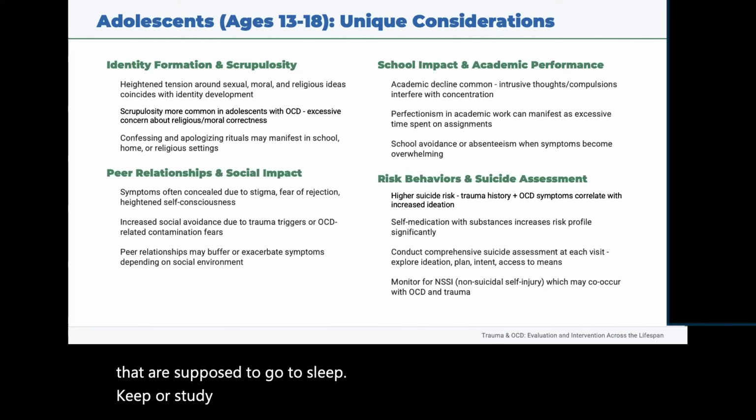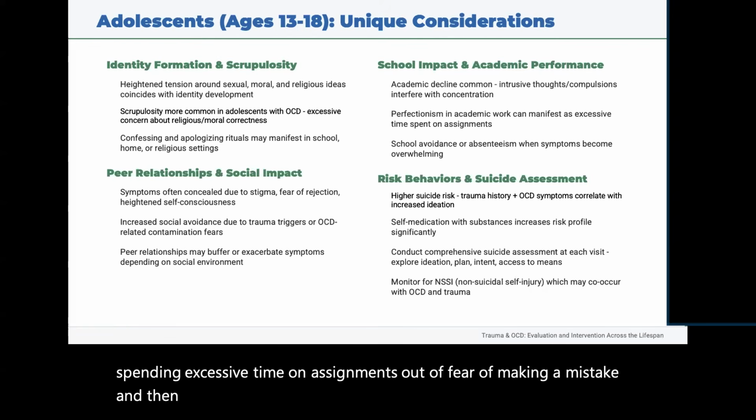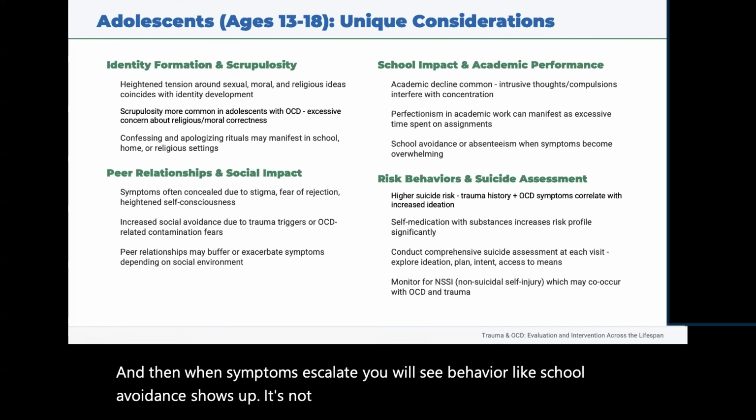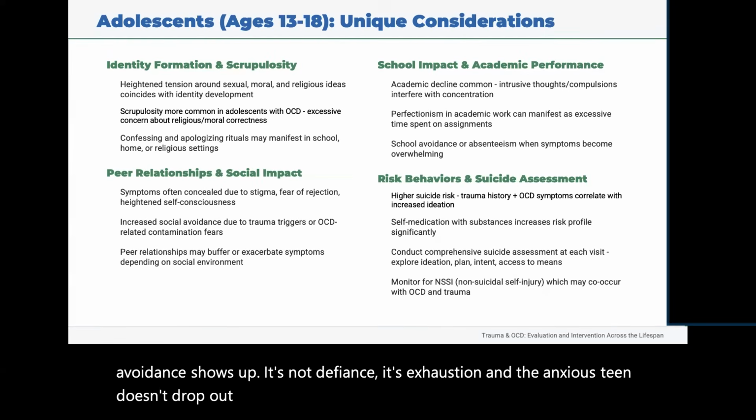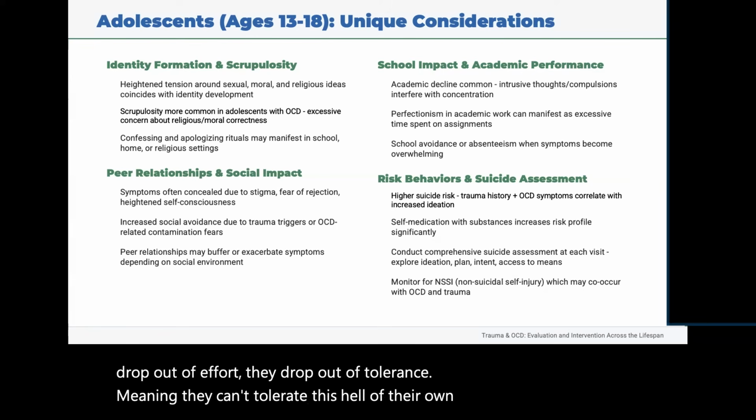Some adolescents will compensate by overachieving, spending excessive time on assignments out of fear of making a mistake. And then when symptoms escalate, you will see behavior like school avoidance shows up. It's not defiance, it's exhaustion. And the anxious teen doesn't drop out of effort, they drop out of tolerance, meaning they can't tolerate this hell of their own making anymore.